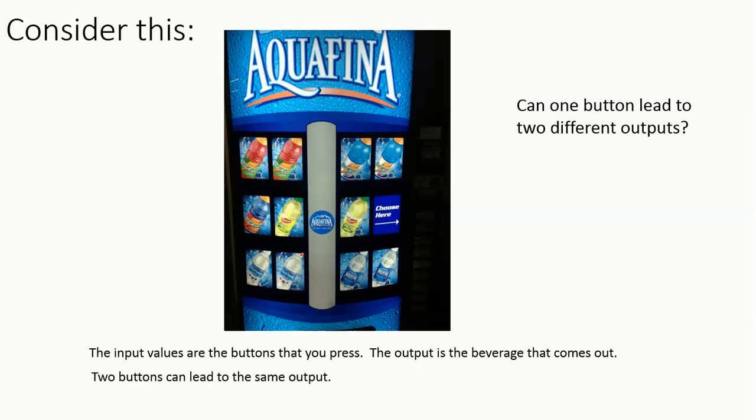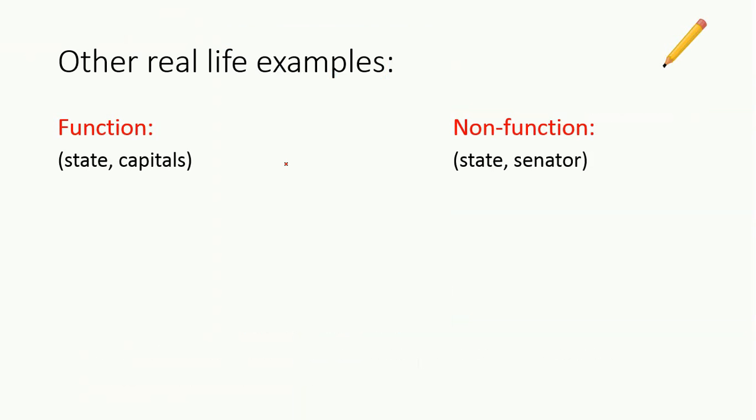Now, what's going to happen if one button leads to two different outputs? Let's say that I'm going to push one of these red buttons right here. And let's say one of my friends goes first and she gets a red Gatorade, exactly what she wanted. And then let's say I push the red Gatorade button, I get a green tea. That's not right, right? I wanted red Powerade, not green tea. So what's going to happen is we would think, well, it's broken. So we're going to think of it that way for functions.